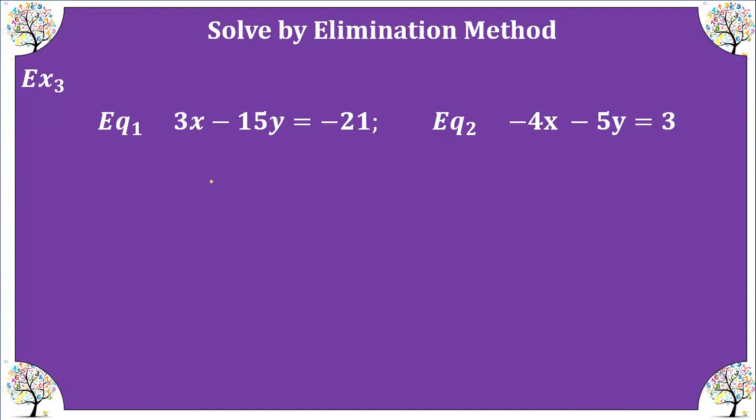Let's take a look at example 3. My equations are in standard form. I do not have a pair of opposites. I could easily make this -5y into a +15y.